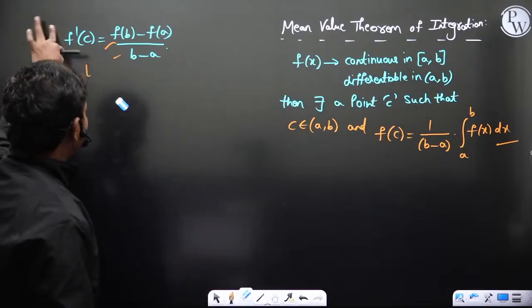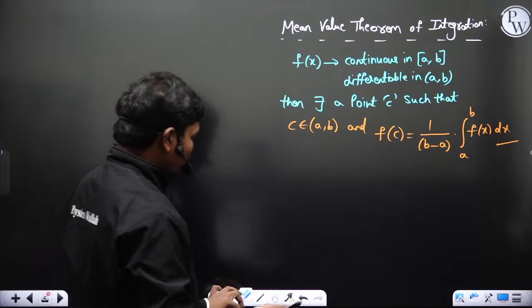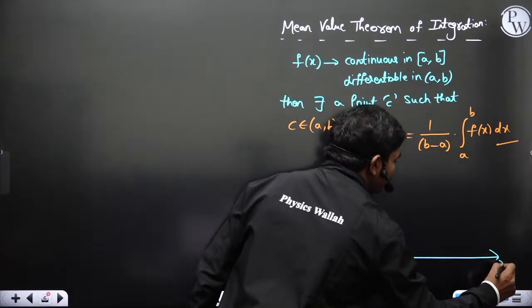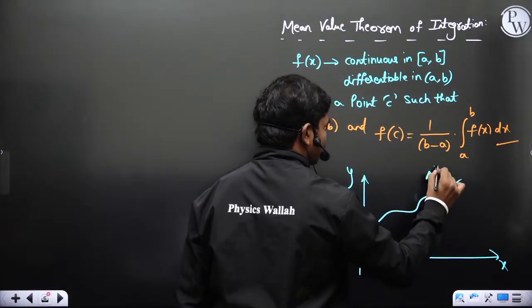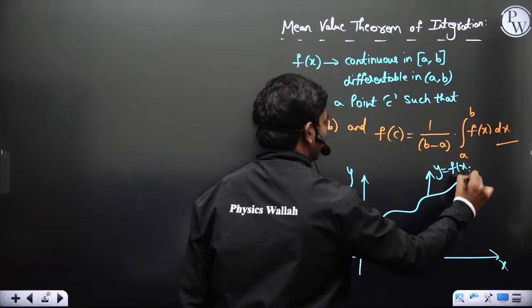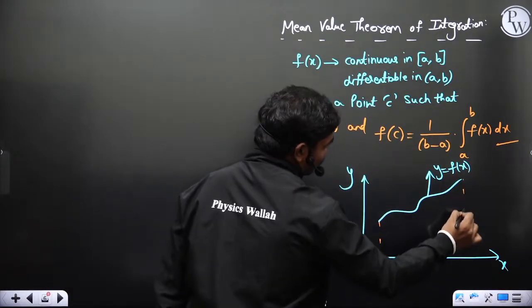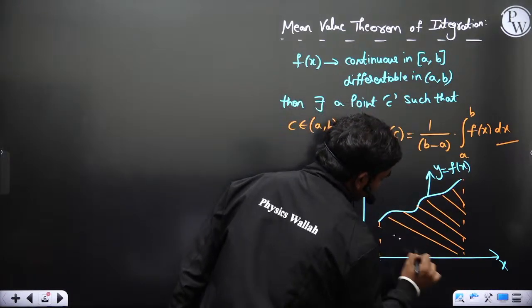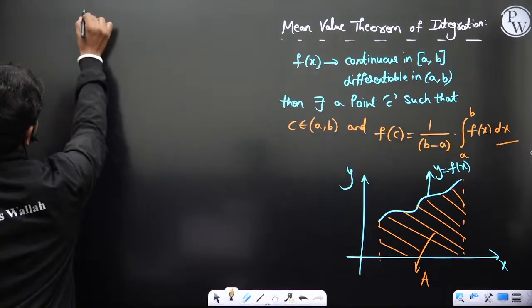Now why this is important, I'll explain how this happens. If this is x, and this is y, and we have some function y equal to f of x, then clearly, if you calculate this complete area, the value of the area A is nothing but the integral from a to b of f of x dx, correct?